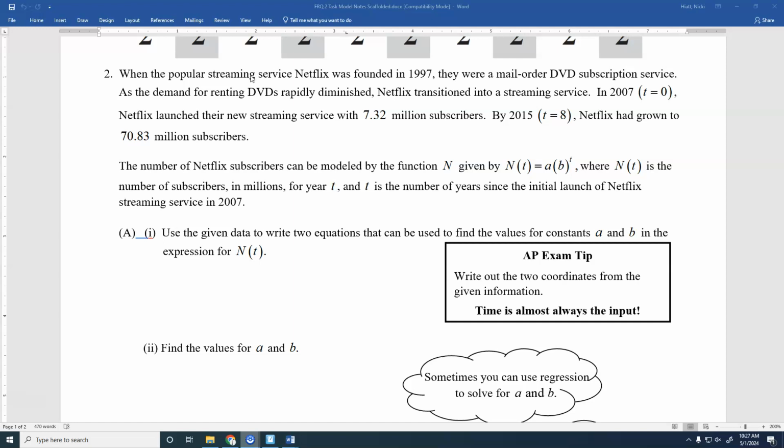I grew up in the Blockbuster era where you went to the video store and you rented DVDs or VHSs, depending on what time period you're in. You took it home. If you didn't return it back, they charged you late fees.